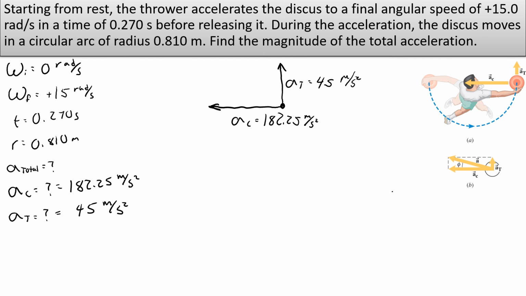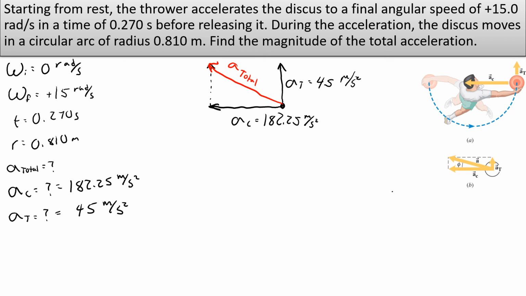We want to add these two vectors together. Now, how do you add vectors? Head to tail. And these are tail to tail right now. So you would rewrite this one. You could do the parallelogram method if you want. And then this is the resultant vector. This is the total acceleration.